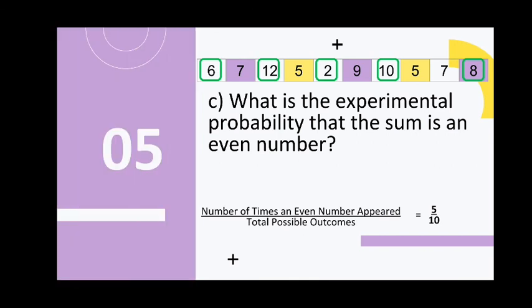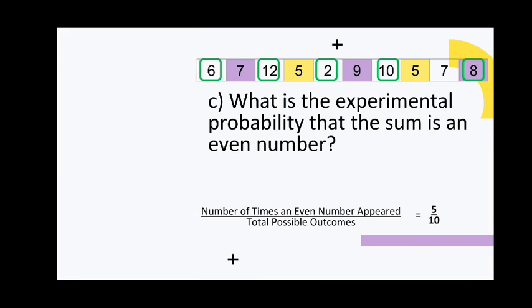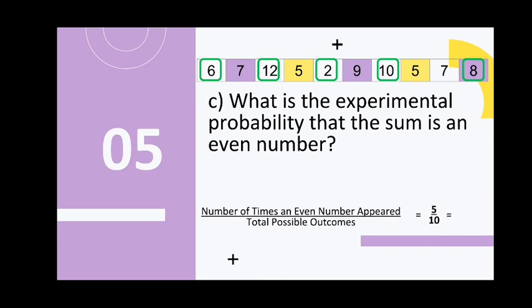Ang 5 over 10 ay hindi pa naka-lowest term because their greatest common factor is equal to 5. So, we need to divide 5 and 10 by 5, which is equal to 1 over 2. Therefore, the experimental probability that the sum is an even number is equal to 1 over 2.